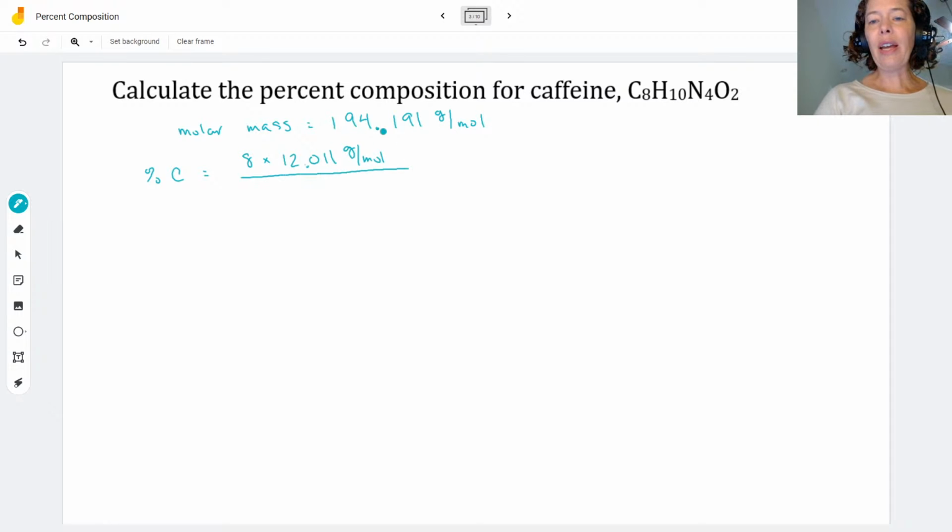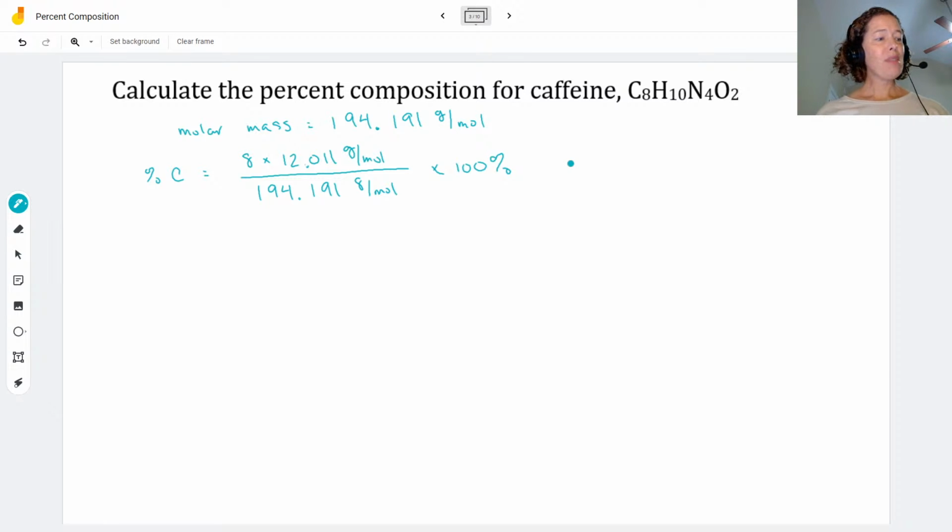We are still dividing by our total molar mass, 194.191 grams per mole. And we are multiplying by 100%. All right, so if you put all this in your calculator and you hit enter, you are going to get 49.481%. And that is percent carbon. Let's check. Okay, looks like volume is all right at this point. Okay, so that is carbon taken care of.